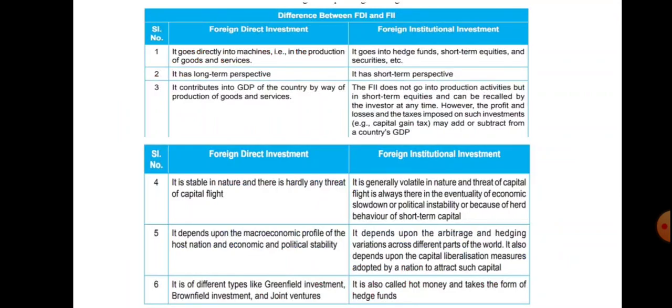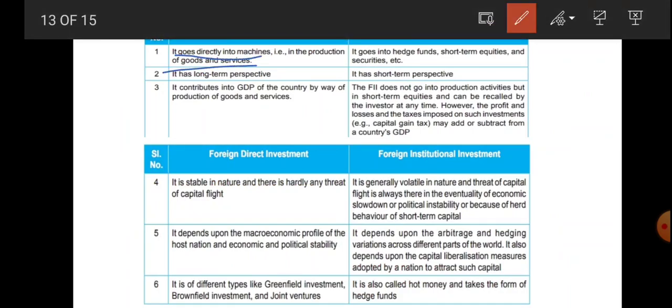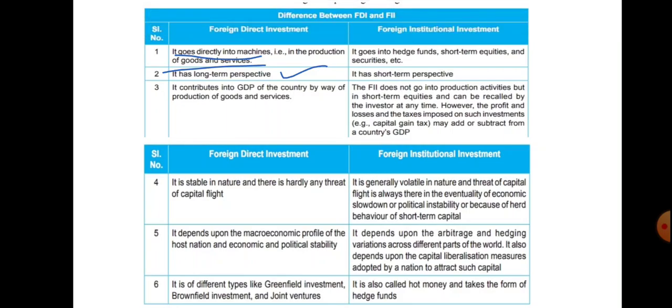Next, we are discussing differences between FDI and FII. What is FDI? It goes directly into machines and goods or services. It is a long-term perspective. It contributes to GDP growth by way of production of goods and services. It is stable in nature. It depends upon the macroeconomic profile. It is of different types like greenfield investment, brownfield, joint ventures. These are the types of FDI.